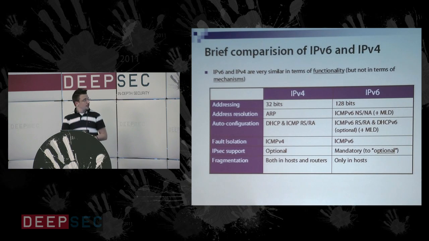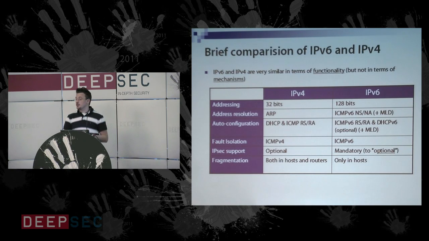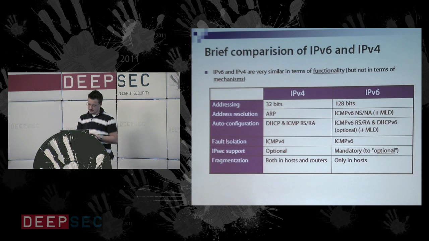For fault isolation, that is reporting network errors, we have ICMP version 4 in IPv4, and a similar thing in IPv6. Actually, probably that of fault isolation is one of the aspects in which Then in IPv4, IPsec support is optional, which means that according to the protocol specifications, an IPv4 implementation doesn't necessarily implement IPsec. In the case of IPv6, IPsec support is supposed to be mandatory, but the IETF is working right now to degrade that requirement to optional, which means that in the future it won't be mandatory to have an IPsec implementation in an IPv6 implementation.